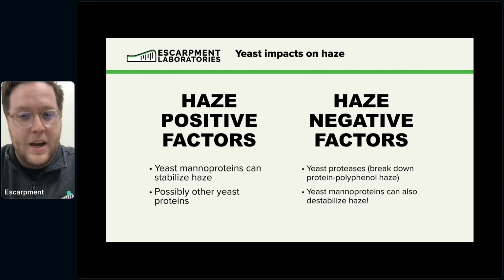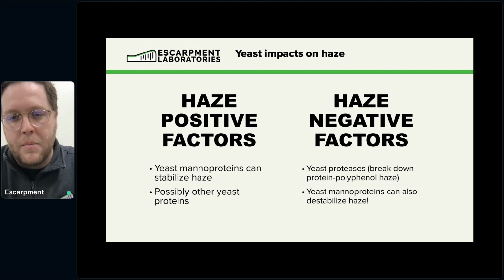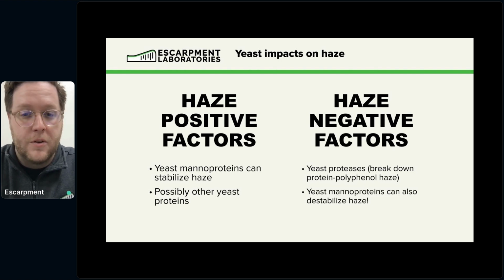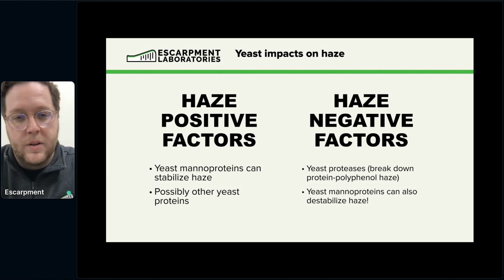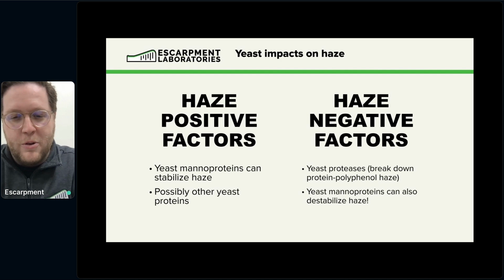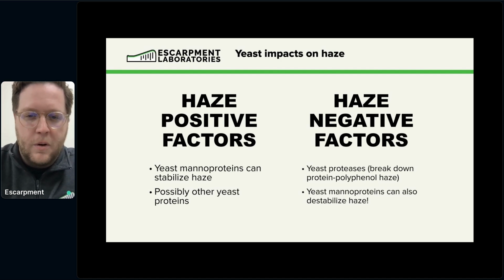In terms of haze-negative factors, we know that yeast can secrete proteases. Those are enzymes. They break down proteins. Often, when the yeast is stressed and needs some amino acids, they will secrete these proteases, which will break down some of those proteins. If you're trying to achieve a protein polyphenol haze, like a dry hopped hazy IPA, you don't want these. These are going to break that haze down and cause it to either turn clear or turn chunky. And then also, confusingly, some yeast mannoproteins can also destabilize haze, so it doesn't always promote it.